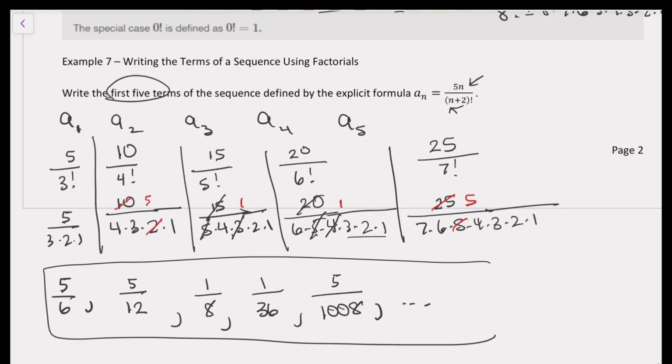Absolutely. So this is a sequence. And this is an explicit formula because we didn't need the previous term. We just had an n. That's it for this section. The next section is going to be on arithmetic, and the one after that, geometric, and then the one after that is going to be on series, which is adding up sequences.